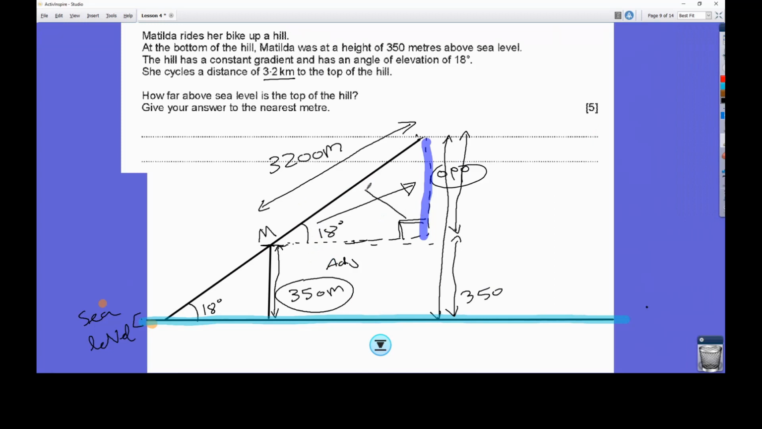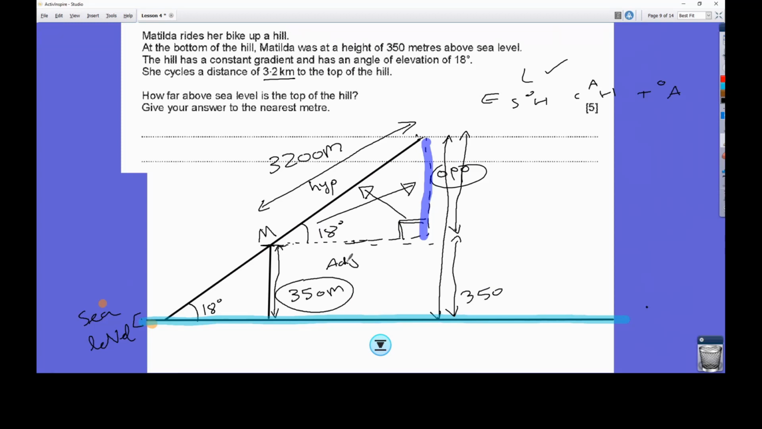Don't need it. And I should have done the hypotenuse first. So the hypotenuse is there, 3,200. So we've labeled our triangle. The equations on offer are SOH CAH TOA because it's a right angle triangle. And let's select which one of these we need.